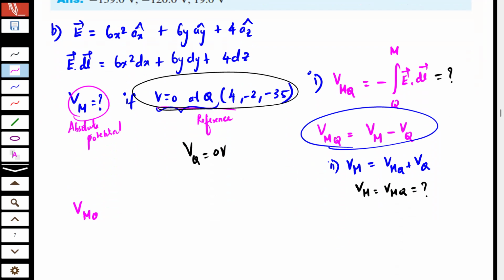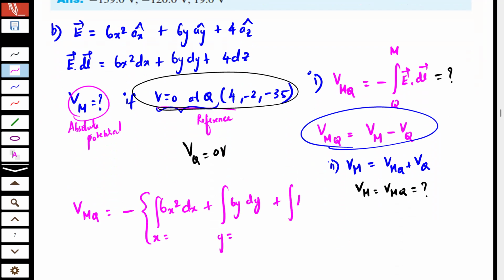So VMQ equals minus integration 6x square dx, where the x limit should be given accordingly, and 6y dy, where the y limit should be given accordingly, and 4 dz, where the z limit should be given accordingly. We know the initial reference starts at Q. So Q coordinates should be the initial positions. So initial positions for x is 4, y is -2, z is -35.